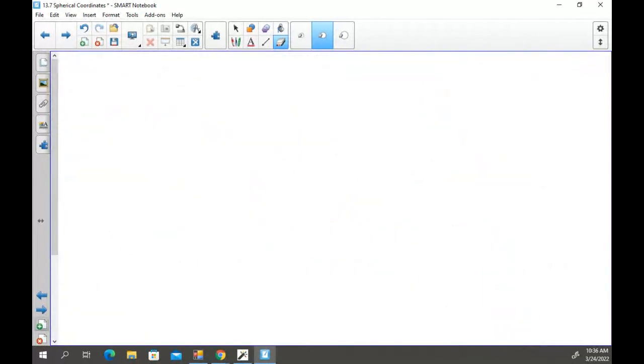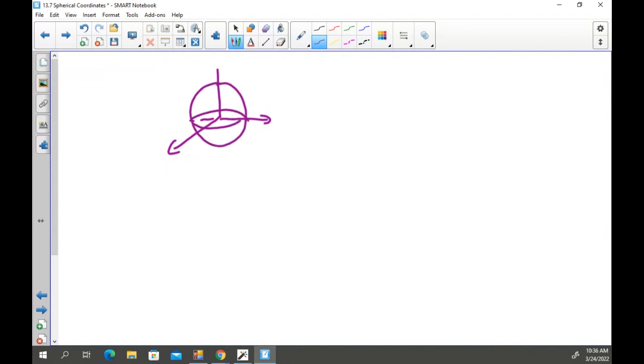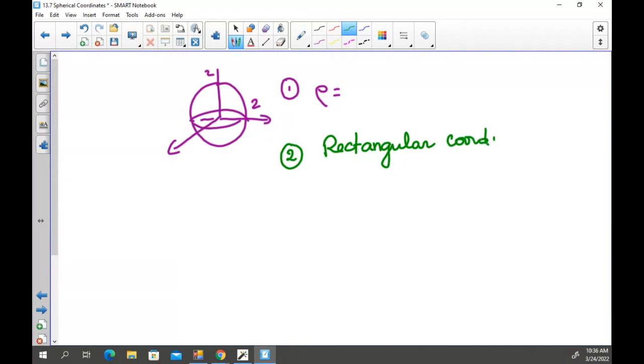Okay. So, for example, if I give you this sphere here, of radius 2, what is its equation in spherical coordinates, and its equation in rectangular coordinates? First, what is its equation in rectangular coordinates, x, y, z? If you have a sphere of radius 2 centered at the origin, what will be its equation in rectangular coordinates?